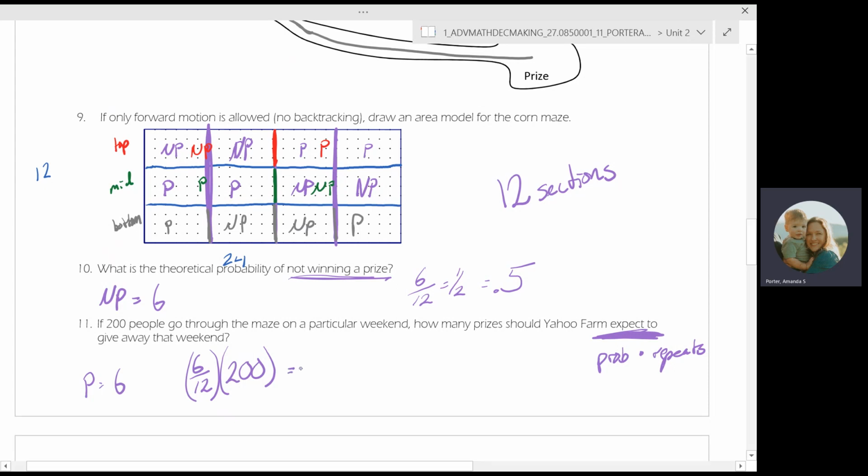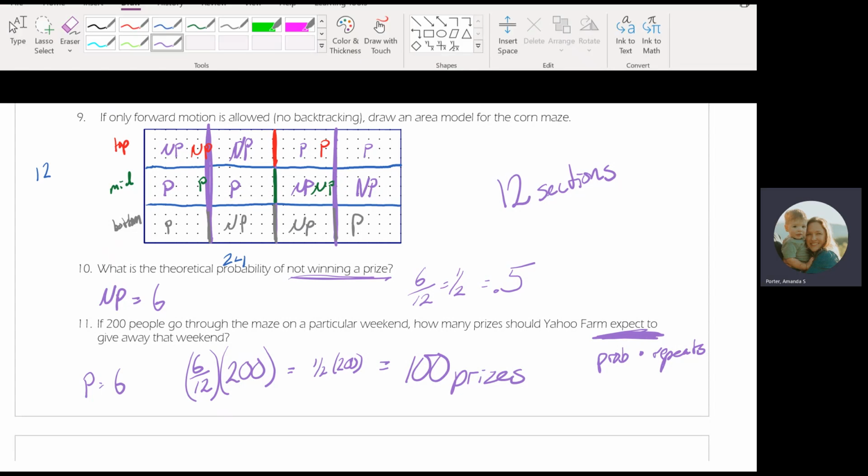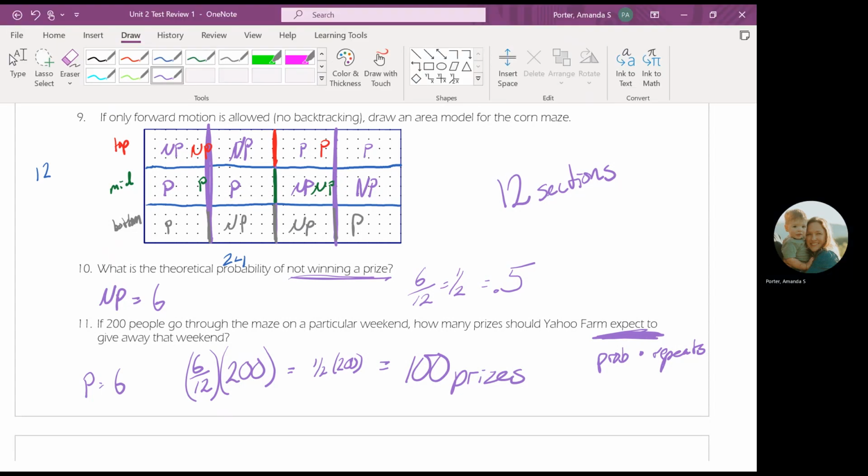So basically that's 1/2 of 200. So 100 prizes to give away, and that's what we expect. Now this is because it's exactly 1/2 and 1/2 for the two. Just know it's not always going to be quite as easy as it's 100 prizes because it's just half of the things. This is 1/2 because it is physically 1/2 based off of our probabilities, not because I'm guessing. All right, let me go back to blue.